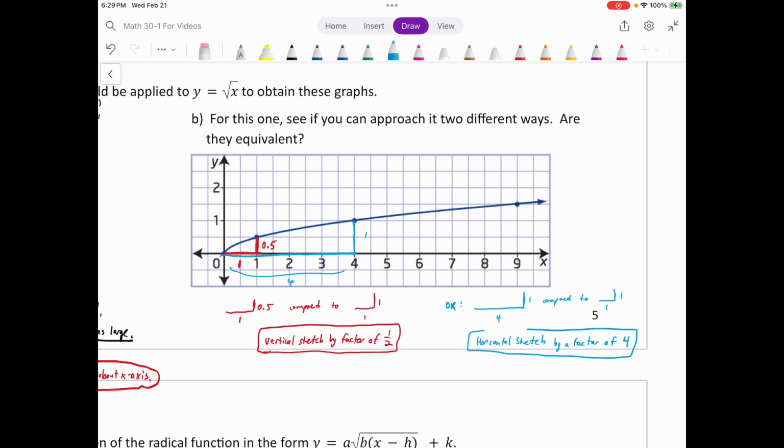So how can this be? How can we have 2 different things and both of them kind of make sense and they fit the graph? Well, these are actually equivalent. They're not different. Vertically stretching by a factor of 1/2 ends up being the same thing as horizontally stretching by a factor of 4 for these radical graphs. We saw it with parabolas, right? Again, you can kind of think of it like pizza dough. You could vertically stretch it by a factor of 1/2, in other words, make it shorter.